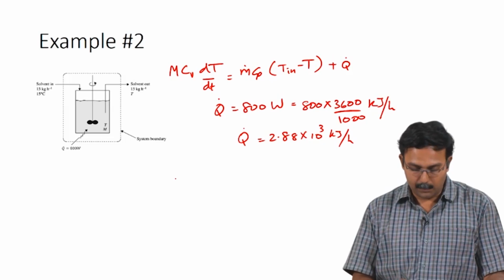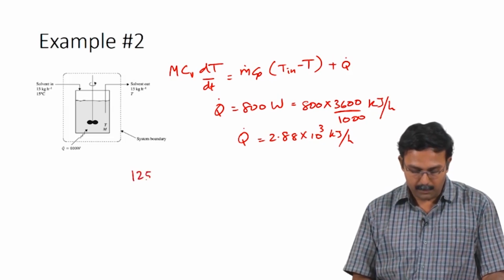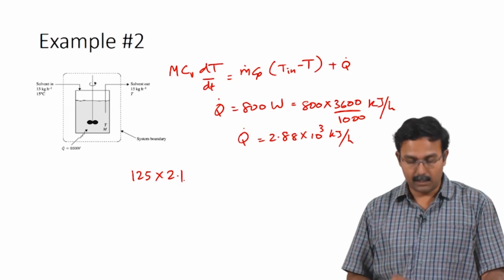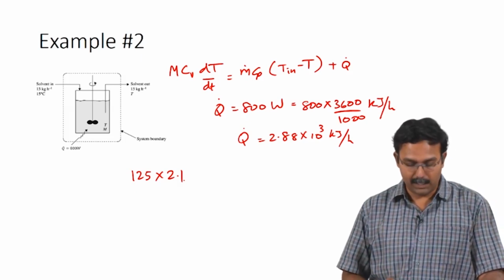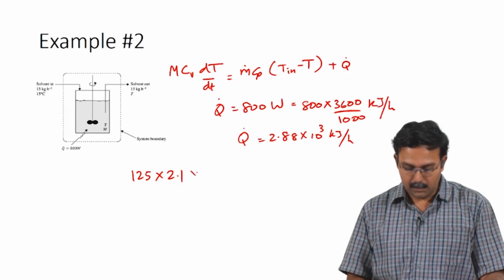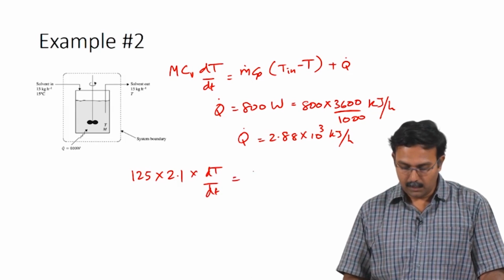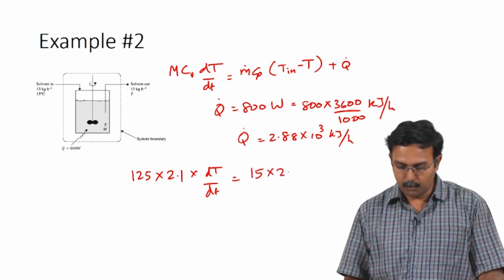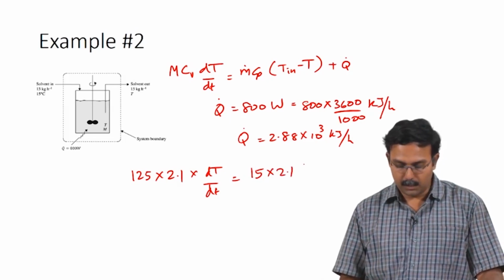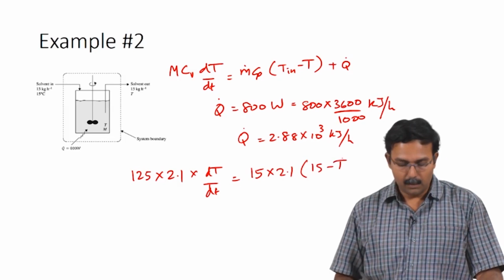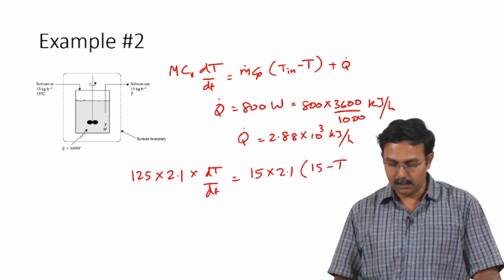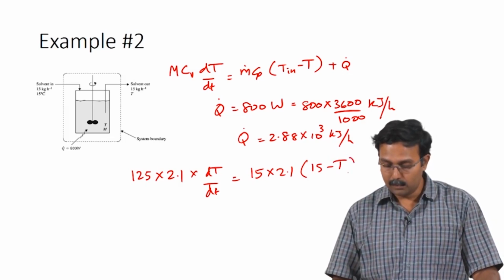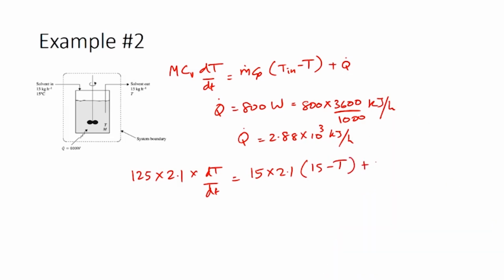So, substituting the values for the total mass, Cv, Cp, mass flow rate and Q dot, we will be able to get this equation to be 125 times 2.1, so we are using the same value as Cp for Cv as well because it is a liquid system, times dT/dt equals m dot, which is the mass flow rate of 15 kilograms per hour, times Cp which is 2.1, times the inlet temperature which is 15 degrees Celsius minus T, which is the temperature at time t, and this plus Q dot which is 2.88 times 10 power 3.